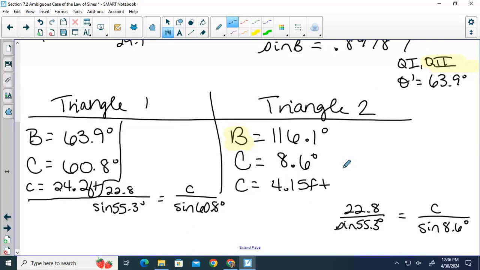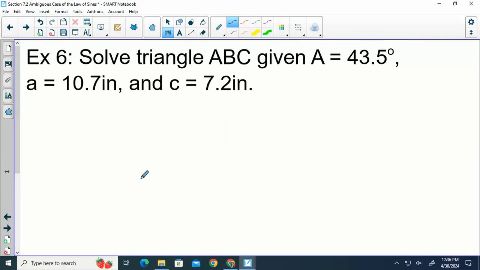Okay, so in this case, they both work. We have 2 possible triangles. It is impossible to know how many triangles you have until you actually try to solve it out. Okay, you have to do that part. Any questions there? Let's try one more.